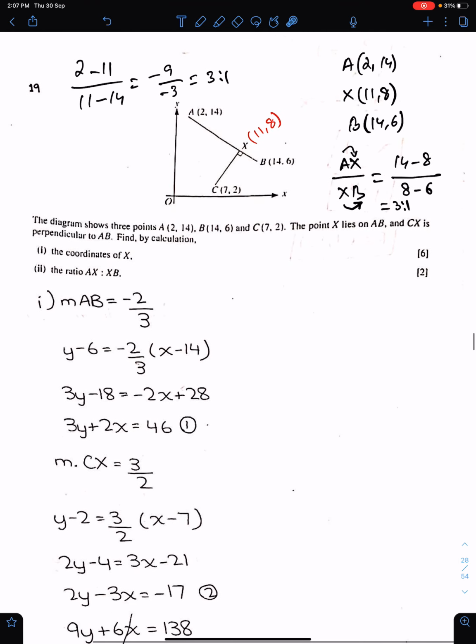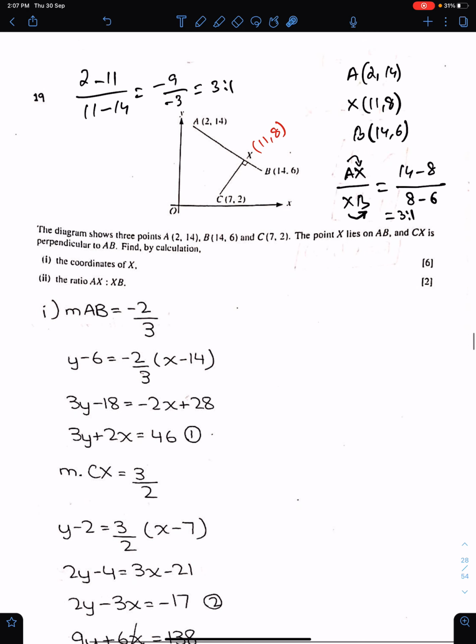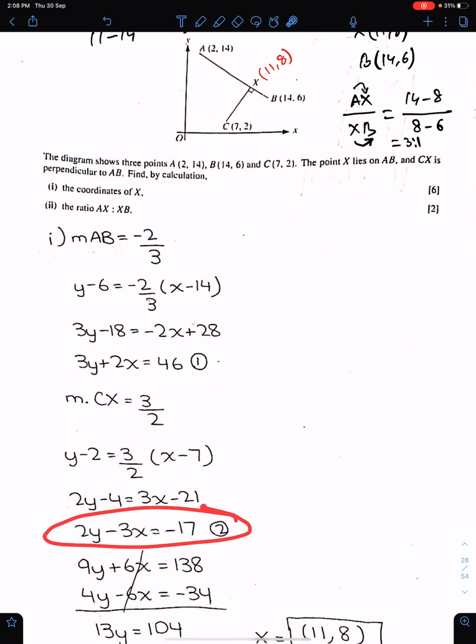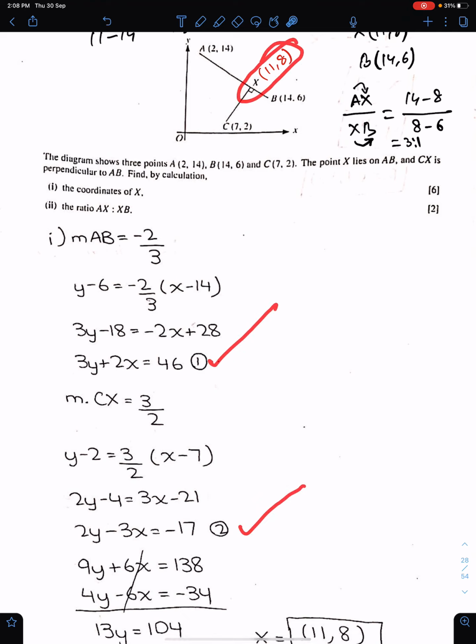Next question, number 19. Well, first we need the coordinates of x. For that, we need to find the equation of CX and AB. Equation of AB is this. We have the gradient of AB, therefore we can get the gradient of CX. Gradient of CX will be 3/2 because CX is perpendicular to AB. Now this is the equation of CX. By solving these two equations simultaneously, we can get the coordinates of x.